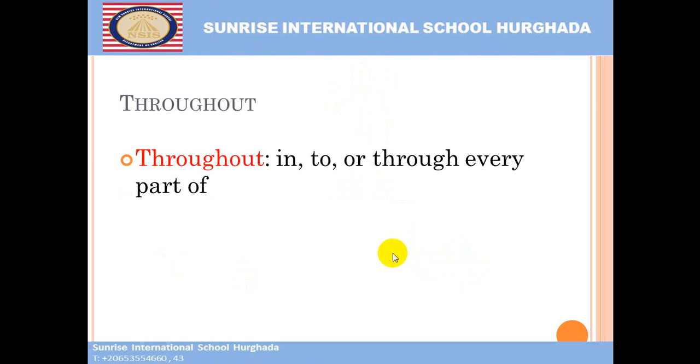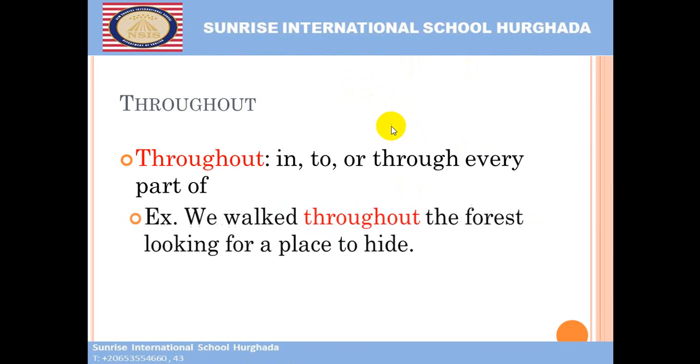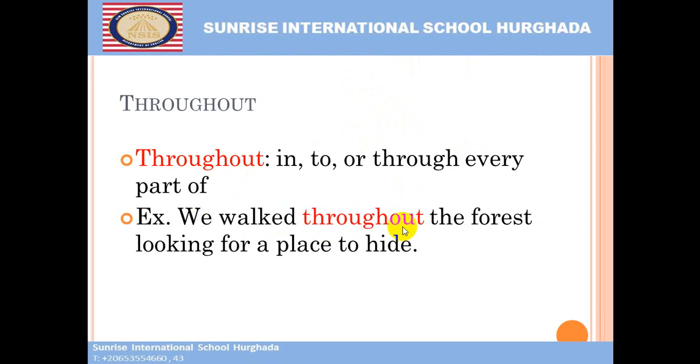Our next word is the word throughout. And throughout means in, or to, or through every part of. For example, it's easier to understand this word using an example, to be honest. So let's take a look and see. So, we walked throughout the forest looking for a place to hide. It means that we walked in every part of the forest looking for a place to hide.